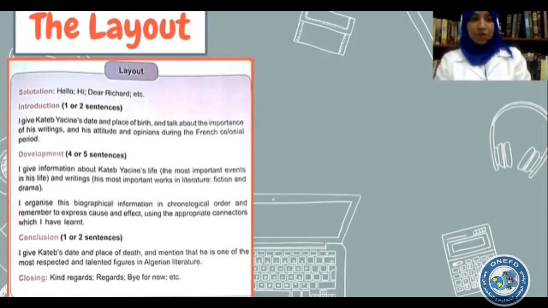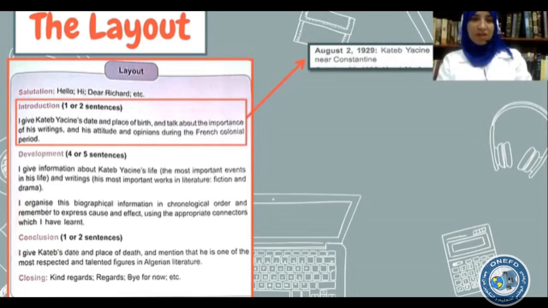Still in the layout. Now we are going to see what information we should write following the layout and following the biography of كاتب ياسين, the biography card. So first, we have the introduction. Here's the information we are going to write in the introduction. August 2nd, 1929, كاتب ياسين was born in سماندو near Constantine.